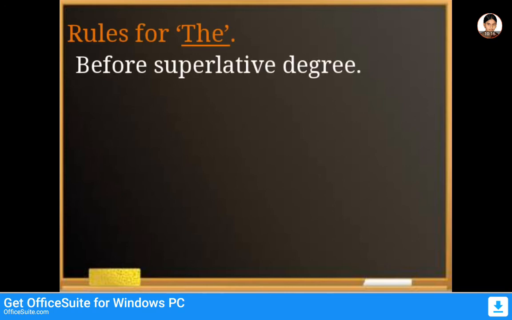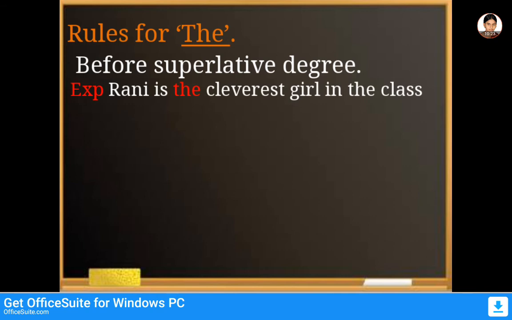Before superlative degree. What is a superlative degree? Here is an example: Rani is the cleverest girl in the class. Here, cleverest, est. If the word ends with "est," it is a superlative degree form. Example, tallest, biggest, smallest. We can remember "est." Before the superlative form, "the" is used.